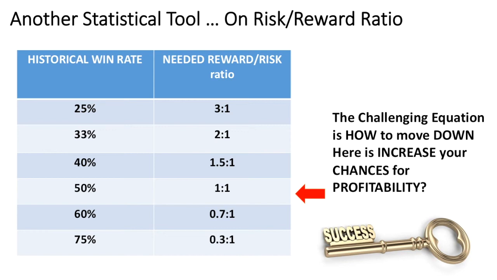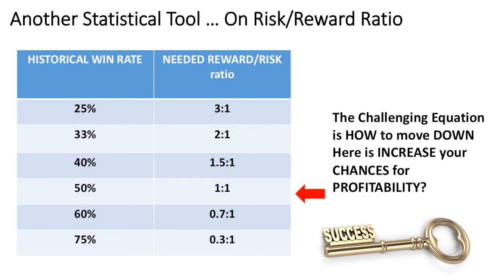Or risking 10 points to make 30 points if we're trading the index. Now, if your historical win rate is 33%, you need a reward to risk ratio of 2 to 1. If it's 50%, it goes to 1 to 1. That means basically if I'm planning to make 50 points on the index, I could be risking a 50-point loss there.